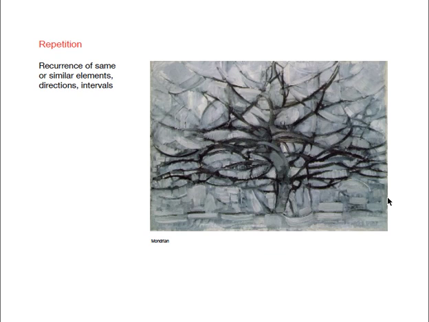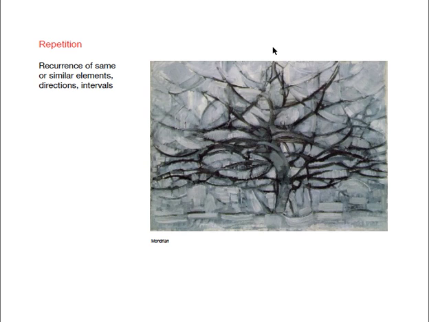Repetition. Basically, repetition is recurrence of similar or same elements within a design. It can also be color, it can be directions, it can be shapes, it can be linear things, it can be texture, it can be a variety of things. It can even be interval, negative space.